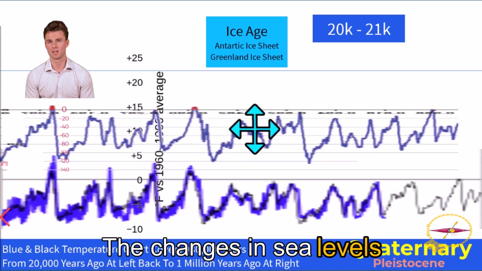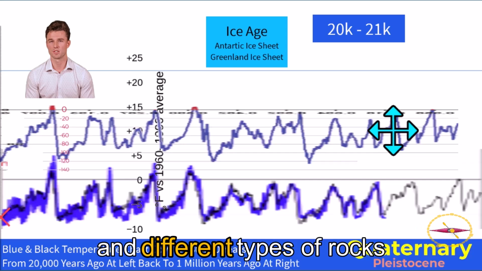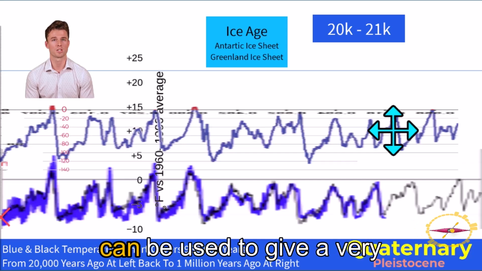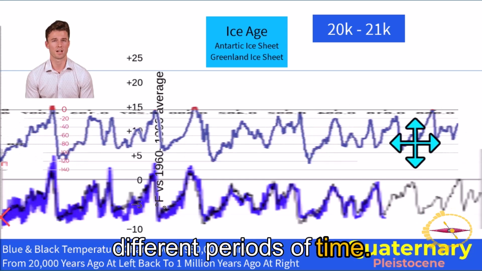The changes in sea levels here were determined by looking at geologic proxies such as different seashells and different types of rocks all around the world, which can be used to give a very accurate reading of where sea levels were over different periods of time.